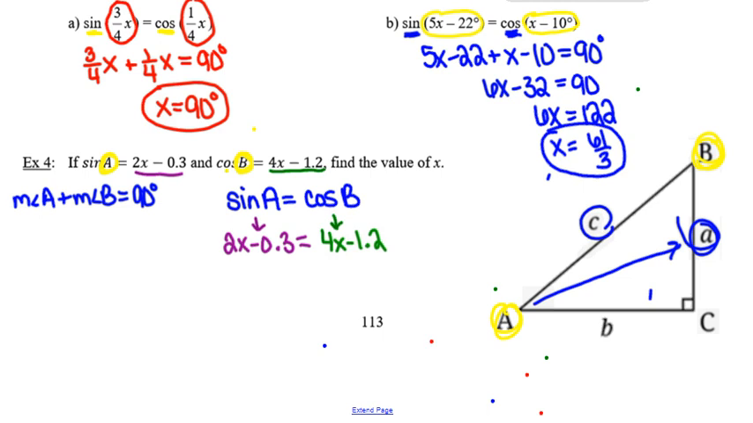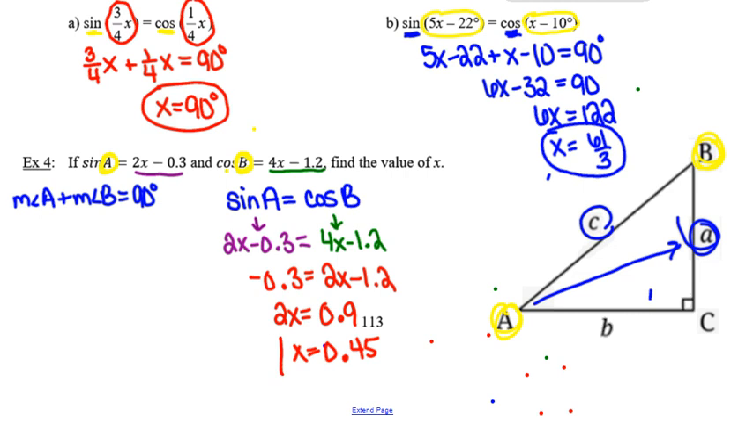So I'm going to start by subtracting 2x from both sides, but that is not the only way that you could go with this. I'm then going to proceed by adding 1 2/10 to both sides, which tells me that 2x is equal to 0.9. And a little bit of division to finish this off tells me that the value of x is 0.45.